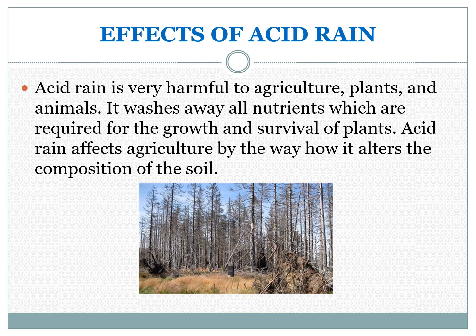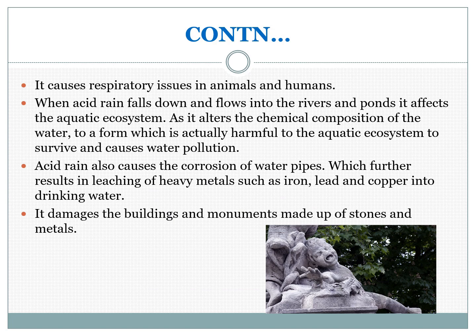When we come to the effects of acid rain, it is very harmful to agriculture, plants and animals. Acid rain washes away all nutrients which are required for the growth and survival of plants. It affects agriculture as it alters the composition of the soil. And it causes respiratory issues in animals and humans.